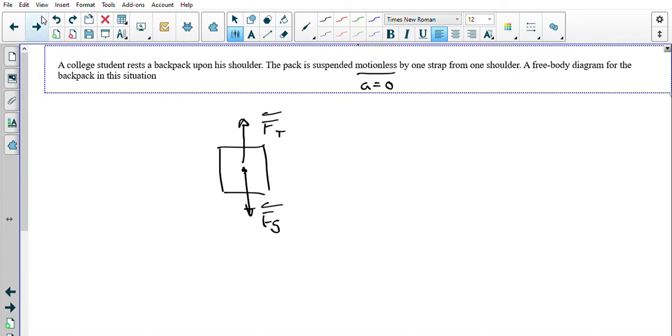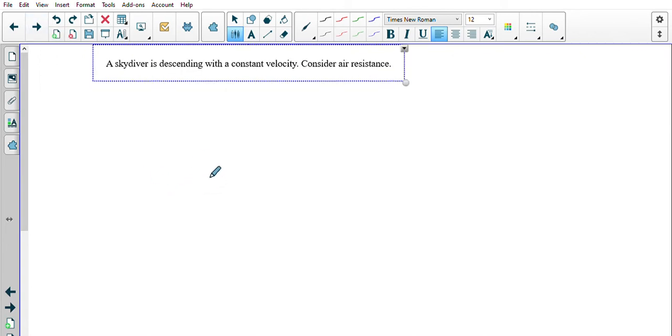It just looks like that. Really not that big. Skydiver. I knew this one was coming up.